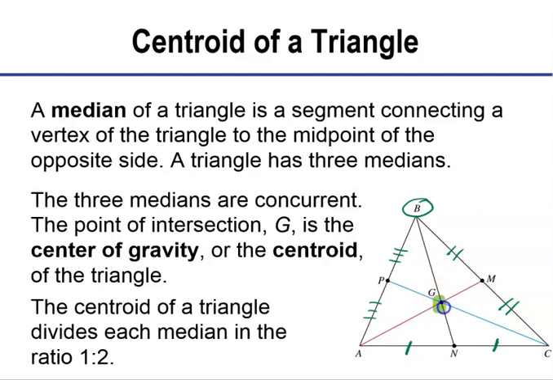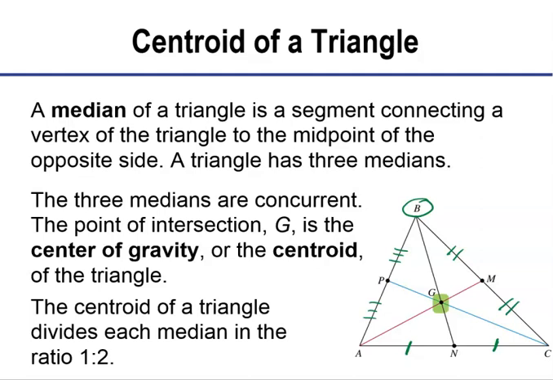All right, now notice what happens. They intersect in the same point, which is very cool. So the three medians are concurrent. That's when you have like three lines that are going towards each other or running into each other or intersect.